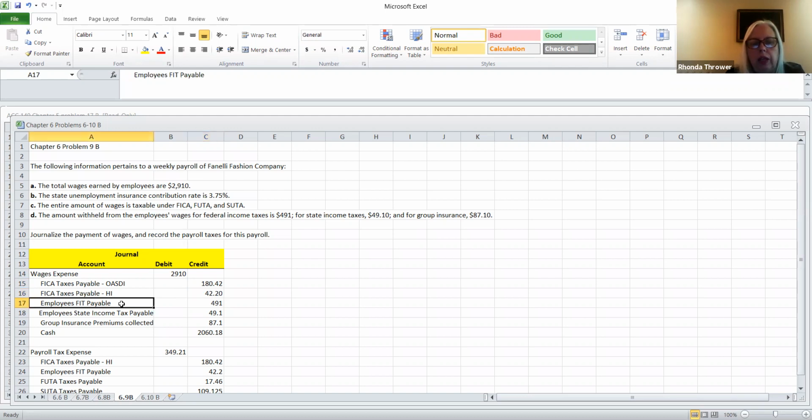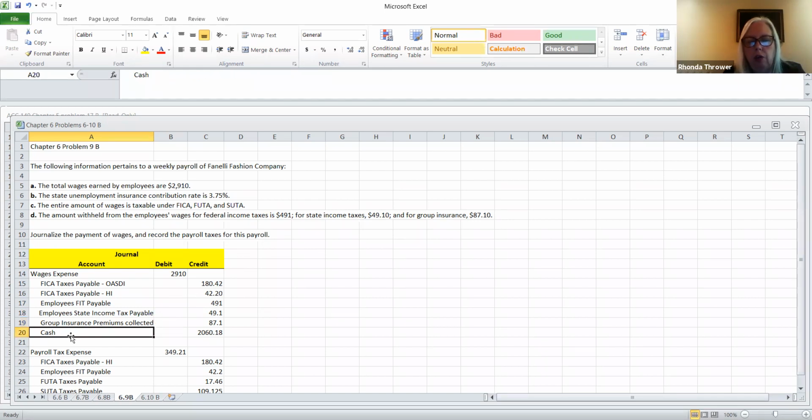We're going to record the liability for the federal income taxes payable, which they told you was $491. We're also going to credit the state income taxes payable for $49.10, and credit the group insurance premiums that were collected, which was $87.10. All of these are liability accounts. They increase on the credit side.